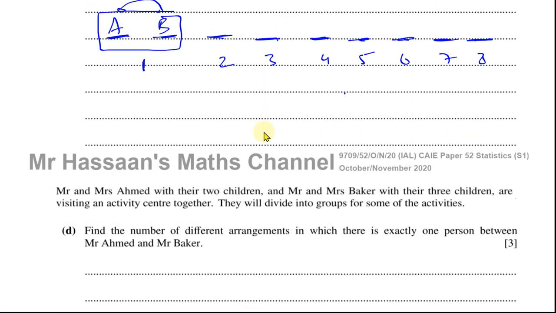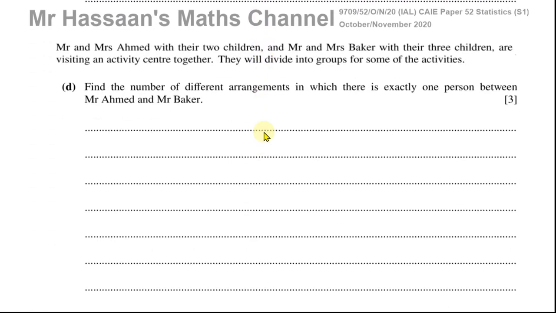Now, the question that was actually asked by the student was part D, but of course I wanted to answer the rest of the question as well for completeness' sake. This is actually the question that he was asking. It says, find the number of different arrangements in which there is exactly one person between Mr. Ahmed and Mr. Baker.